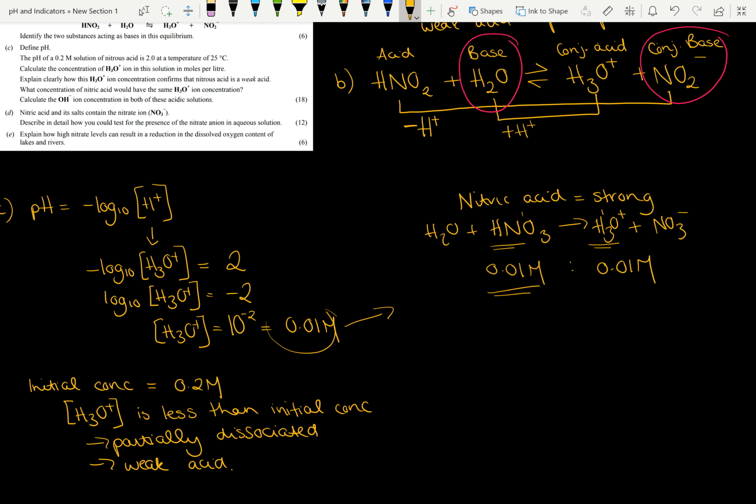Finally, they ask us to calculate the concentration of the OH minus ion in both of these solutions. Okay, so we know that the pH plus the pOH equals 14. And the pOH is 14 minus the pH. We know that the pH is equal to 2, so 14 minus 2 is equal to 12. So that's our pOH. And we want to calculate the concentration of the hydroxide ions.